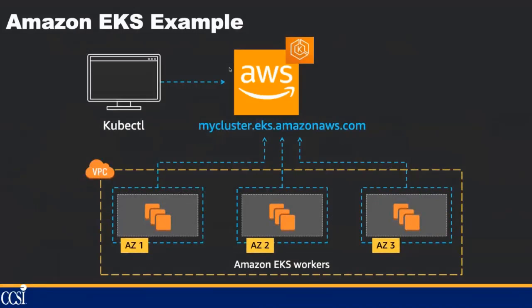So just to give you a quick example of how it works using Amazon EKS, here's an EKS environment. You have Amazon controlling the master node up on top, and the user is controlling the worker nodes down on the bottom. So you have a node in AZ1, 2, and 3, for example. And obviously it's all controlled with kubectl, or if you're using EKS, you're probably using eksctl.